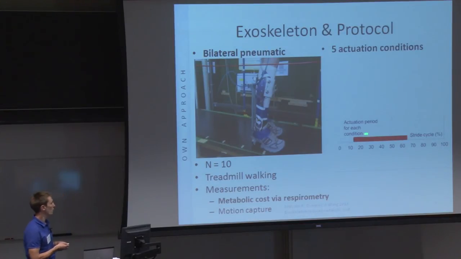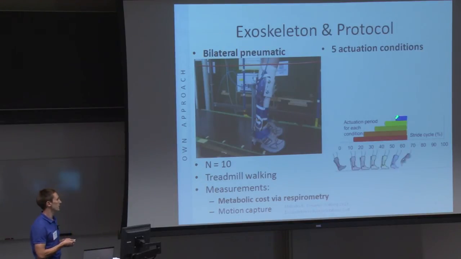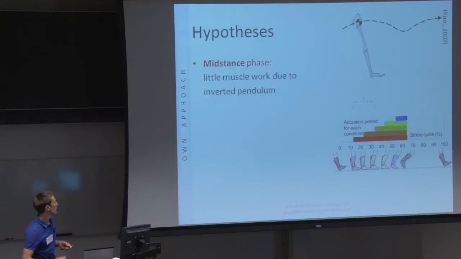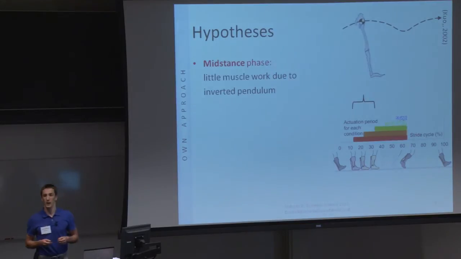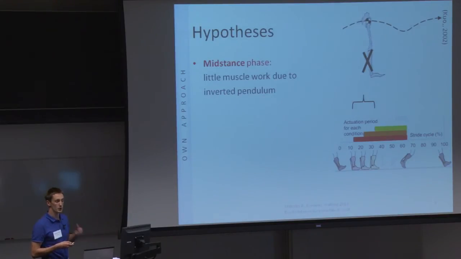So, for example, in one condition, we had them activate from very early until toe off. 100% is one stride. In other conditions, the activation started at different times in the gait cycle. And subjects also walked in an unpowered condition and a condition with normal shoes. In the mid-stance phase, we know that there's little concentric muscle work, so there we expected to find little metabolic reduction just because there's not much to be gained.